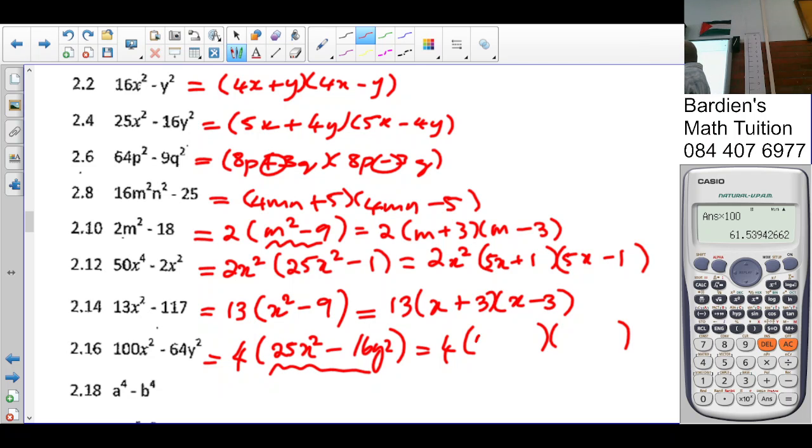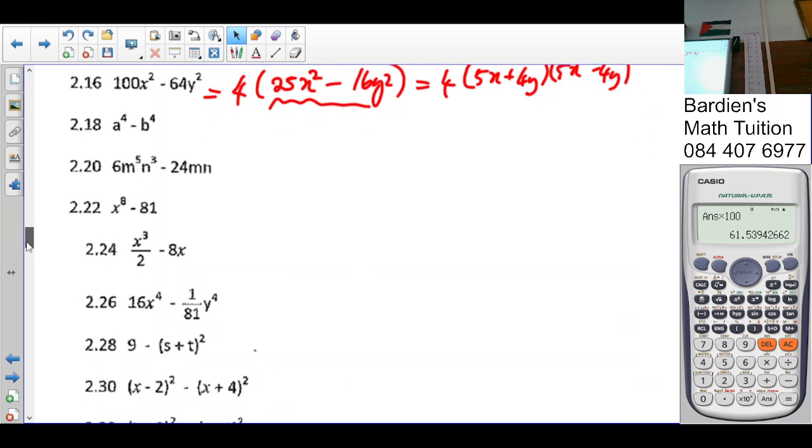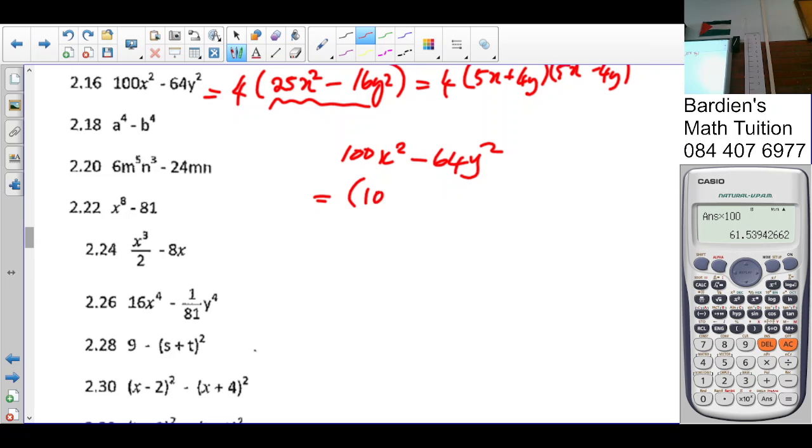Okay? Which now gives us that the difference of 2 squares is applicable there. It's 5x plus 4y, 5x minus 4y. But I know some of you went straight into the difference of 2 squares because they're both perfect squares. So let's look at that approach. If I had gone straight into difference of 2 squares, then I'm left with 10x plus 8y, 10x minus 8y.